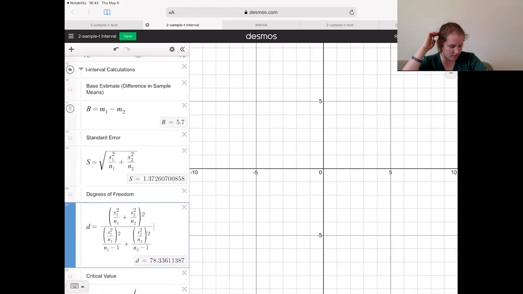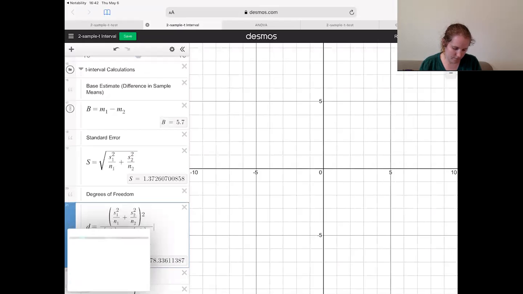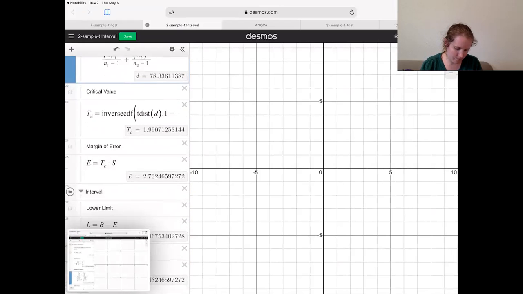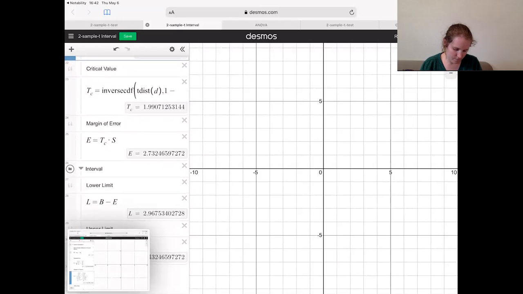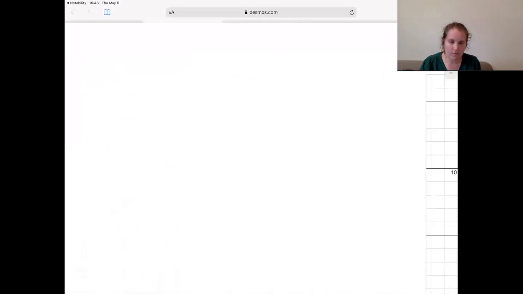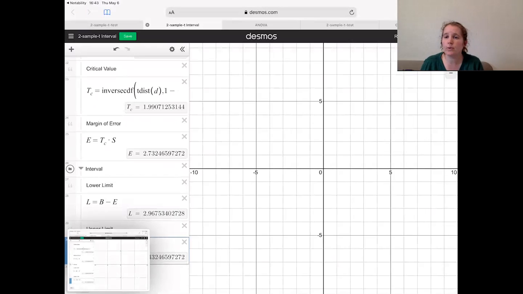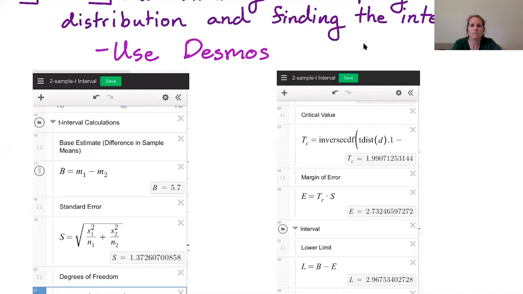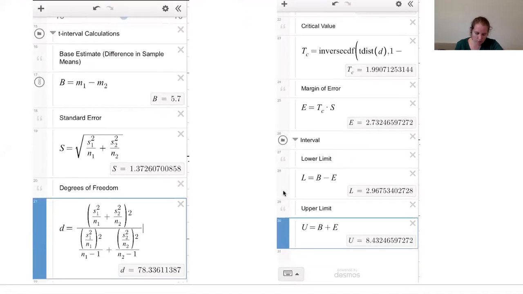So I'm going to take a couple quick pictures of these. All right, and now I'm going to transfer those over to our notes. All right, so this is all of the information that we pulled out.